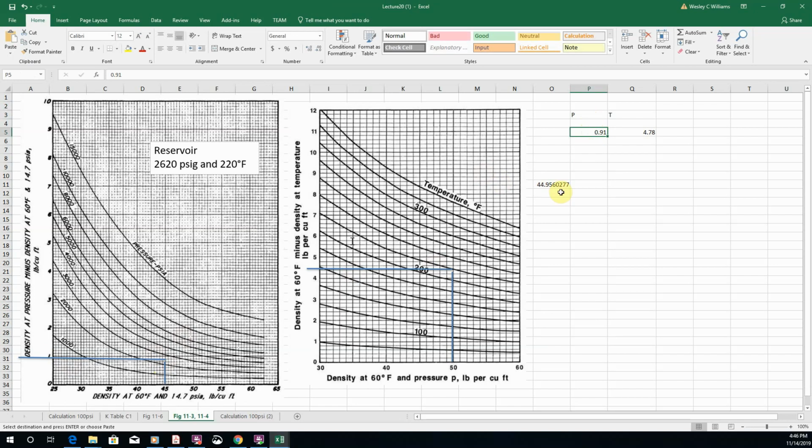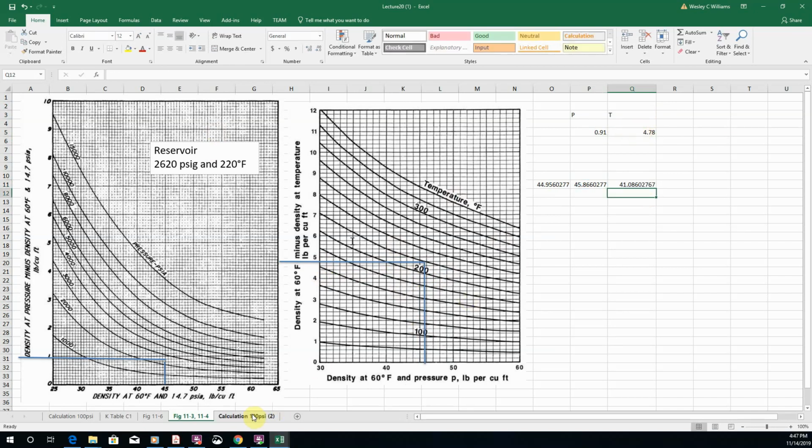You can use 0.91. We would add that to this, and then we would come to this chart, 45.866. So here's 45.86, almost 46. The temperature is 220, which is up here, just so you can see where we're getting these values from, more or less. So 4.78 is the value he got. So we take that and subtract off 4.78. That would be our final value.